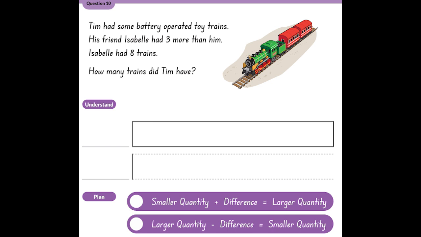Question 10. Tim had some battery-operated toy trains. His friend Isabel had 3 more than him. Isabel had 8 trains. How many trains did Tim have?